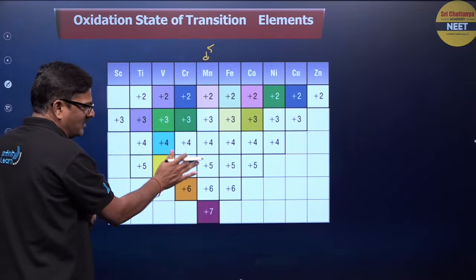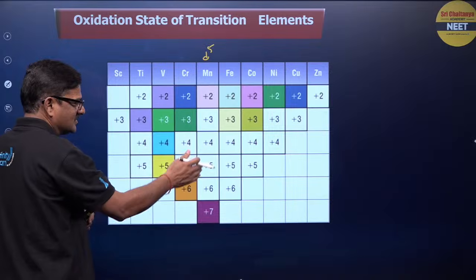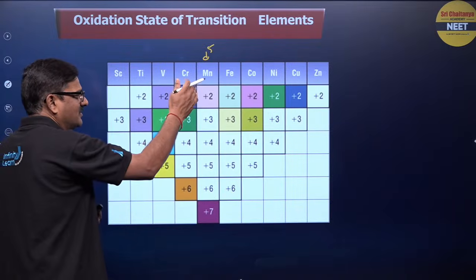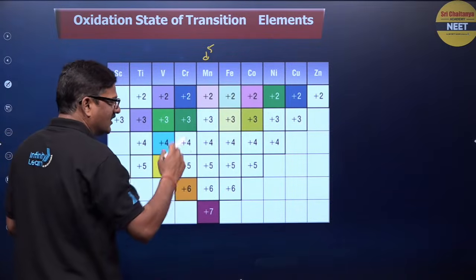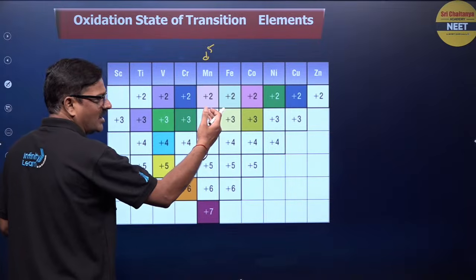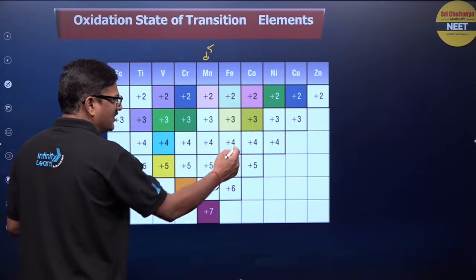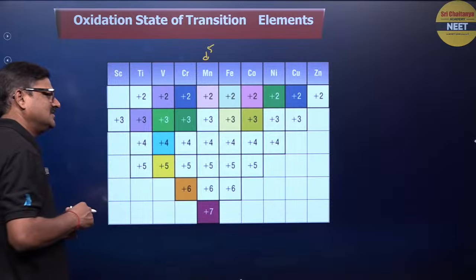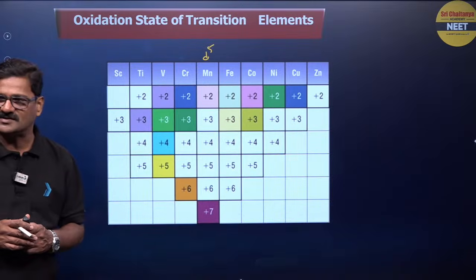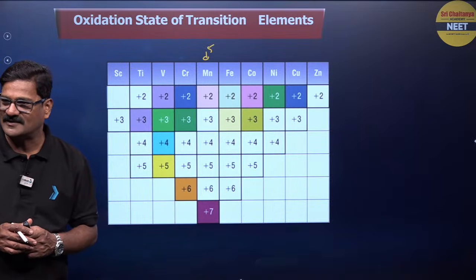availability of the variable oxidation states increases, and whenever the d orbital is getting filled up, getting paired up, availability of the vacant orbitals decreases and the number of oxidation states also decreases.